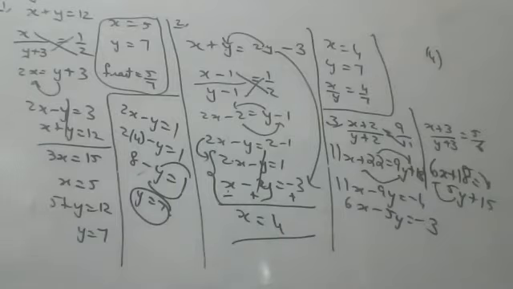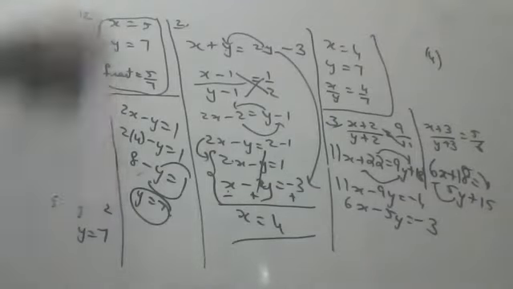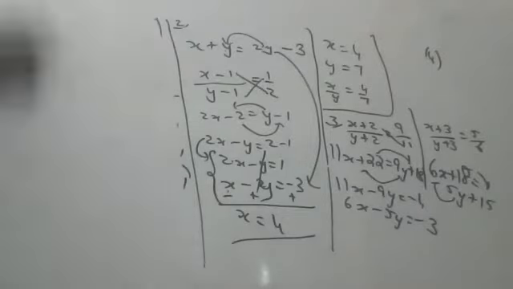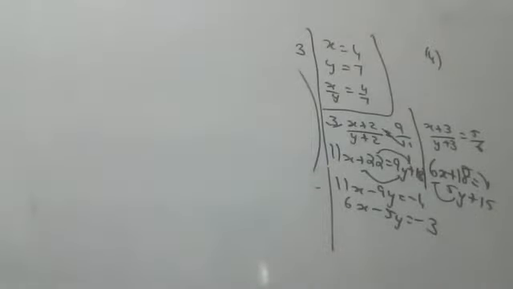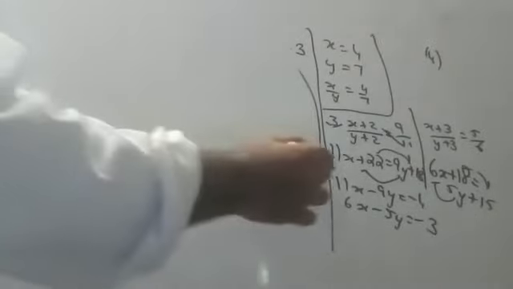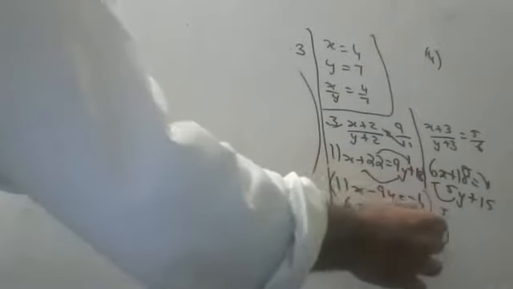So, which one you want to cancel, children? X or y? You let me know. I will cancel that. Your wish. Whichever you want, I will cancel that. Yes, children. Which one you want me to cancel, x or y? Y. If you want to cancel y, the upper one with 5, the down one with 9.